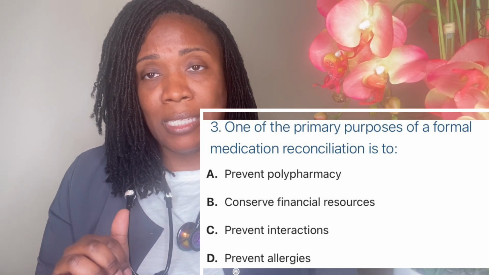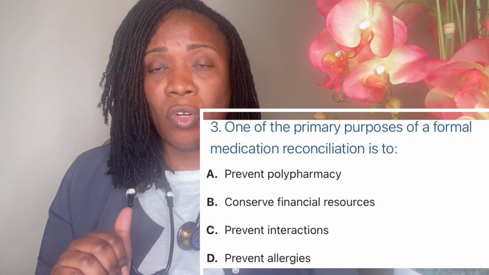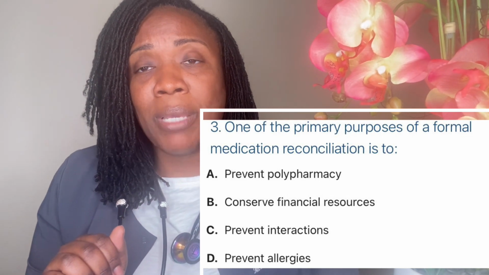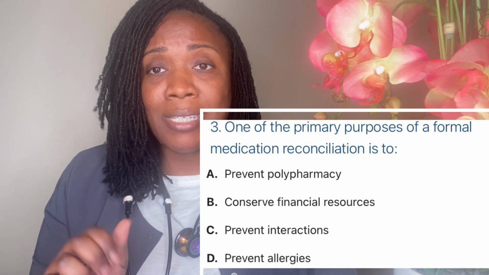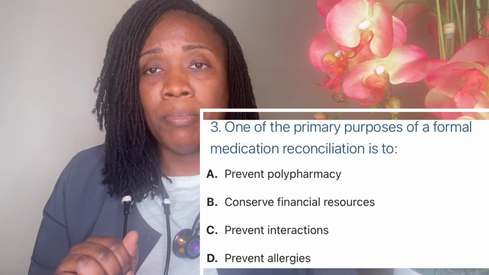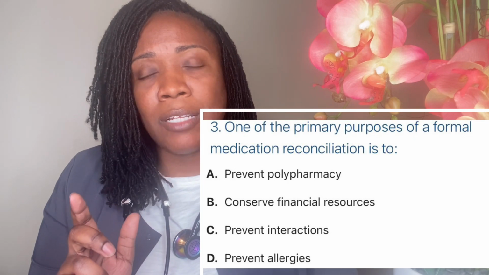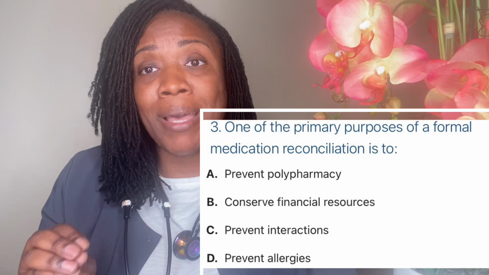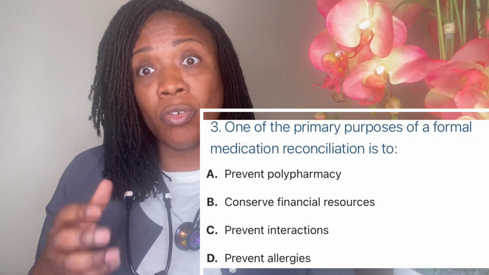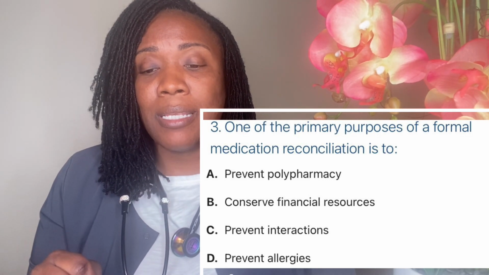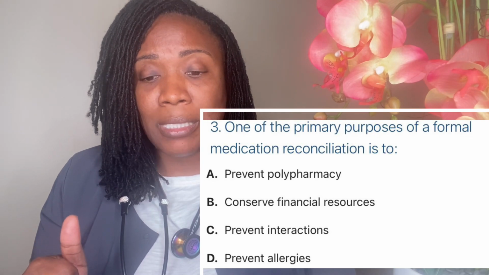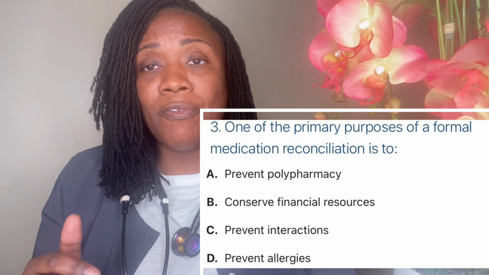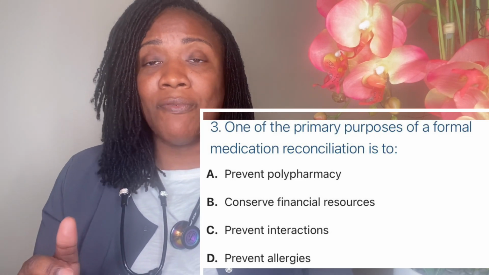to happen, if it's given, is it safe to give to the patient, or is it going to cause some sort of a reaction to the patient if you give medications together, or how the patient is going to tolerate the medications that's given. So one of the primary purposes of formal medication reconciliation, making sure it's safe to administer, is A, prevent polypharmacy, B, conserve financial resources, C, prevent interactions, or D, prevent allergies.